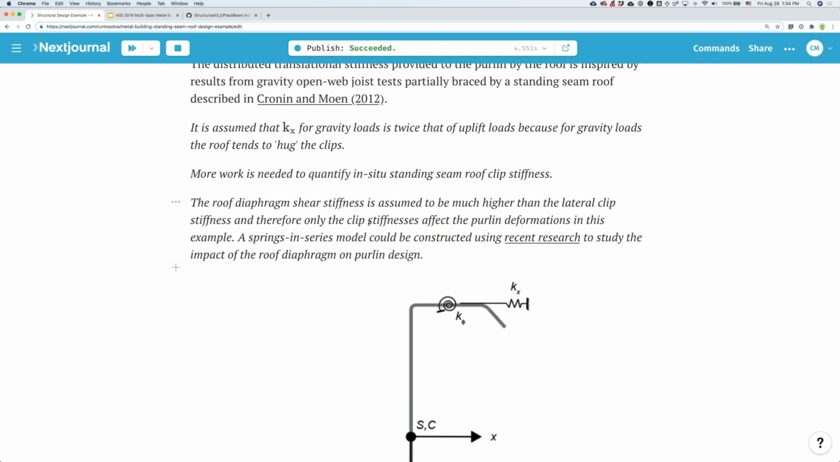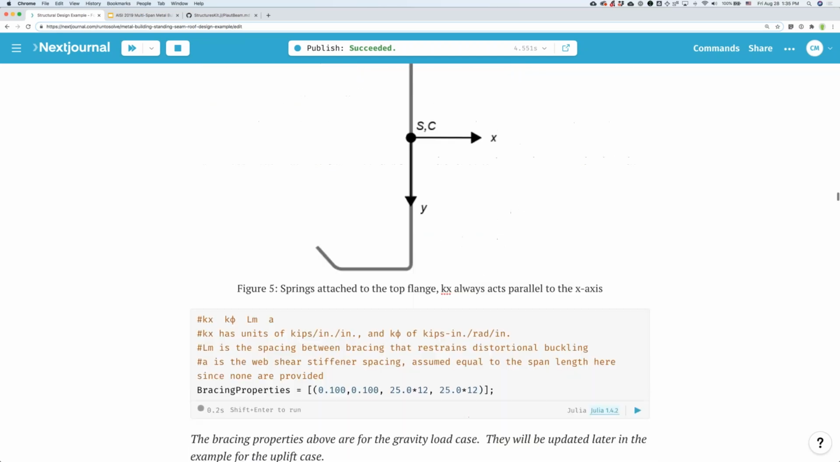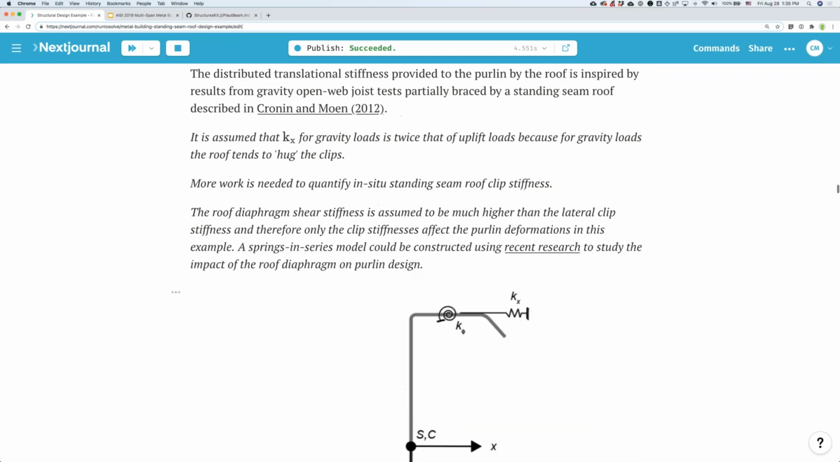I'll also comment here on the roof diaphragm shear stiffness. Here we've assumed that the roof diaphragm shear stiffness is much higher than the lateral clip stiffness. There are ways of considering that, and there's recent research out there that includes standing seam roof diaphragm stiffness, and I've included the link here. So the flexibility of the roof diaphragm itself could also be considered. In my experience, from what I've seen in tests and in real buildings, the clips are the most flexible. They're much more flexible than the roof diaphragm. But yeah, that gets us through the setup for the example.